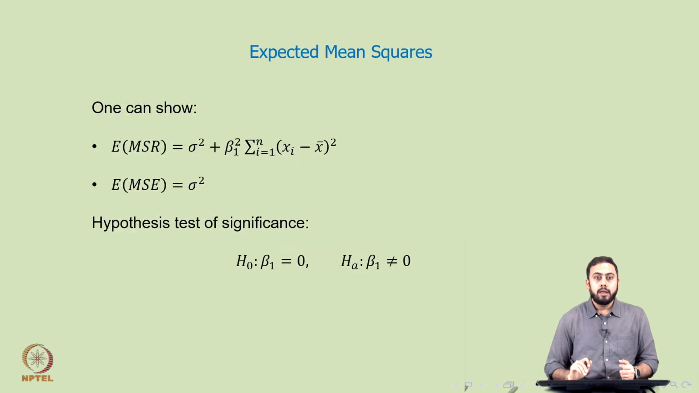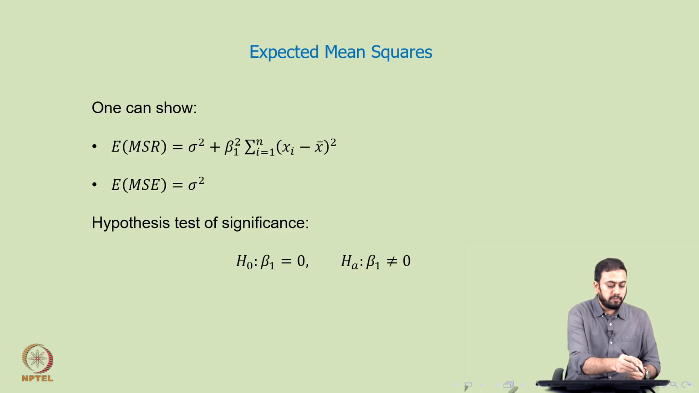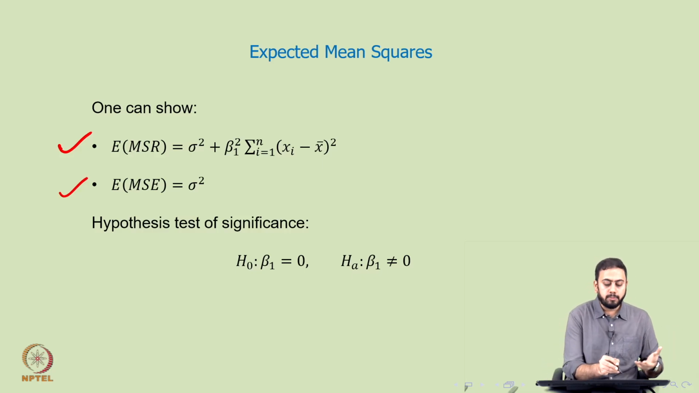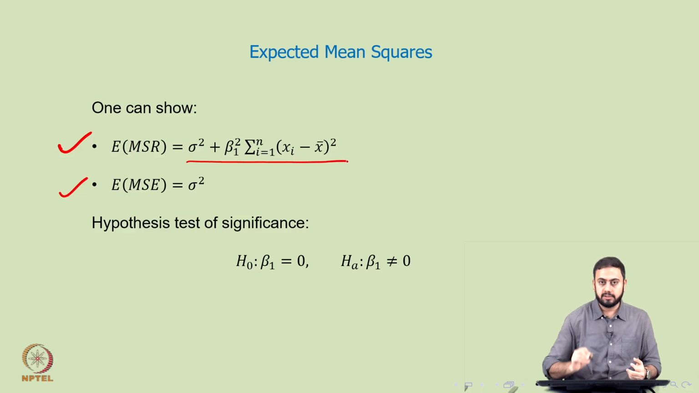Now we'll do one small tweak here. We'll try to find out the expected mean square values: on one hand the expectation of MSR, and then the expectation of MSE as well. We'll not get into details, but one can prove mathematically that the expectation of the MSR component that you saw on the last slide happens to be all of this. It is slightly mathematical, but one can solve it and prove it. On the other hand, the expectation of MSE is exactly sigma square.